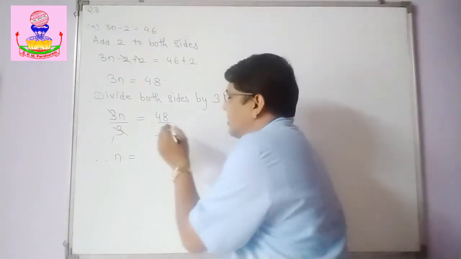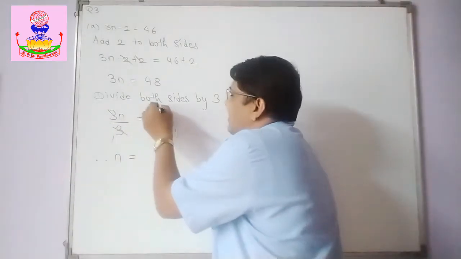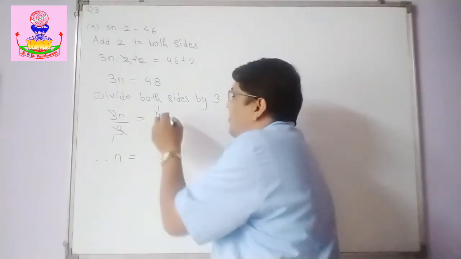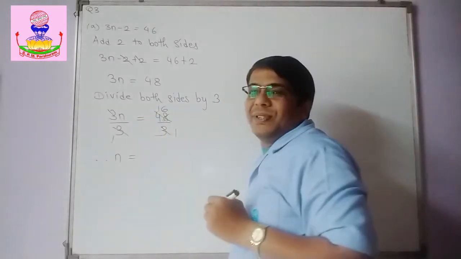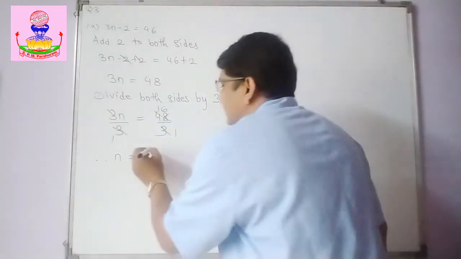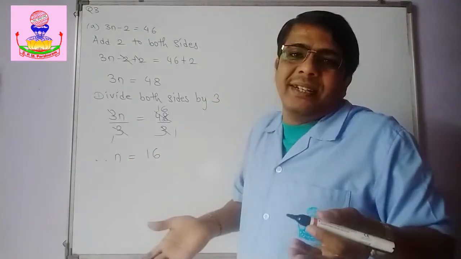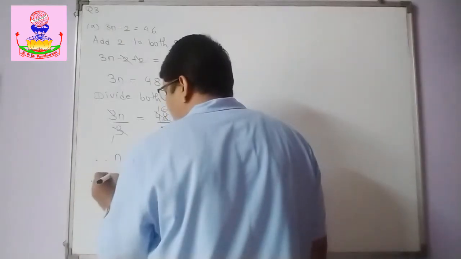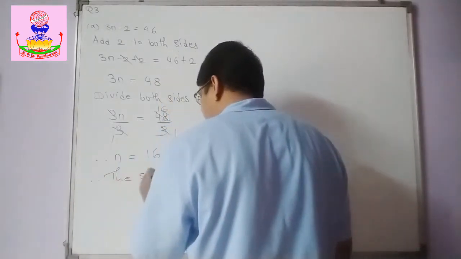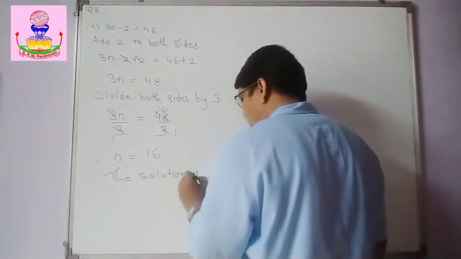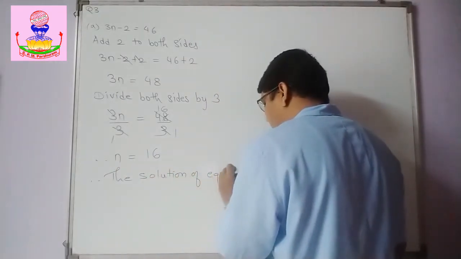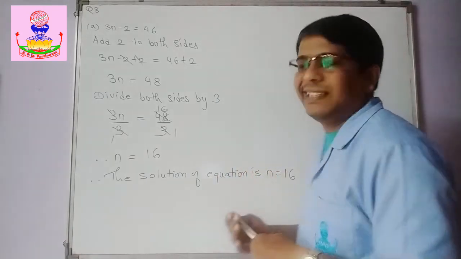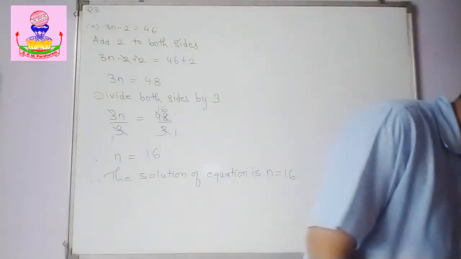Now, 3 ones are 3, remainder 1, 18. So how many? 6. So what is the answer? 16. 16 threes are 48. That is the solution. Therefore, the solution of the equation is n is equal to 16. Okay? Now, next.